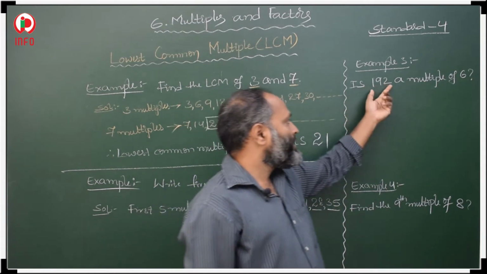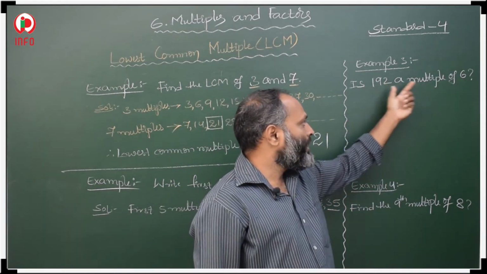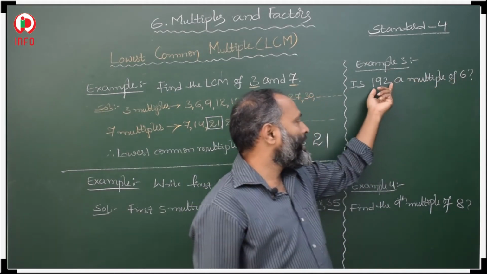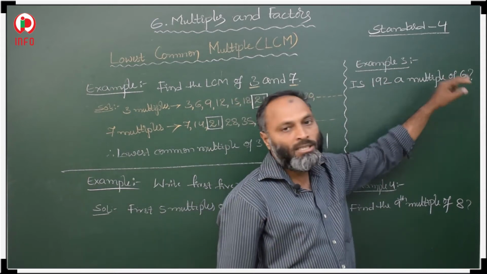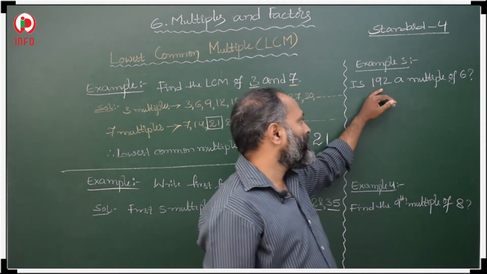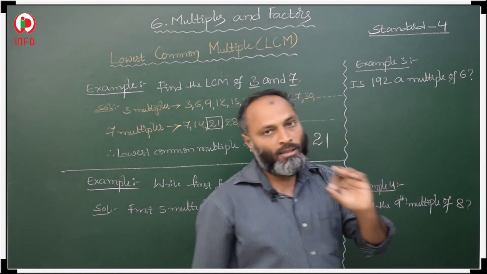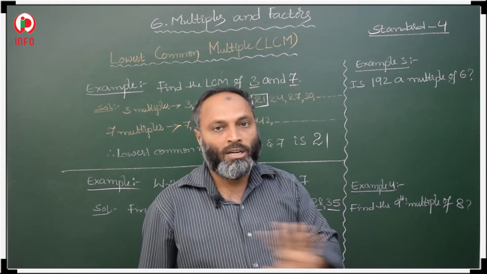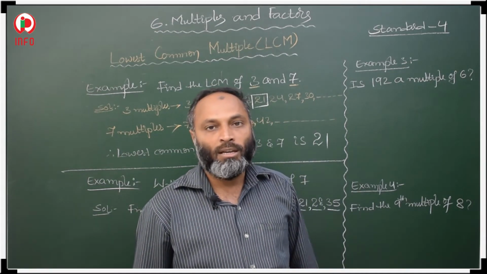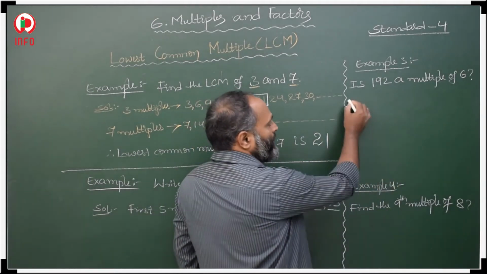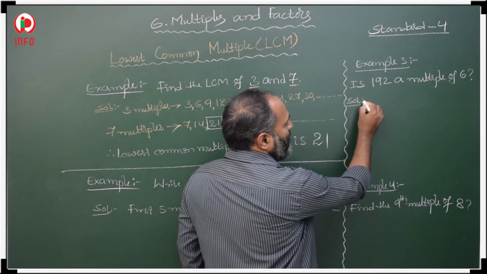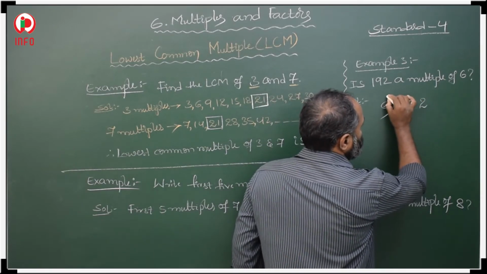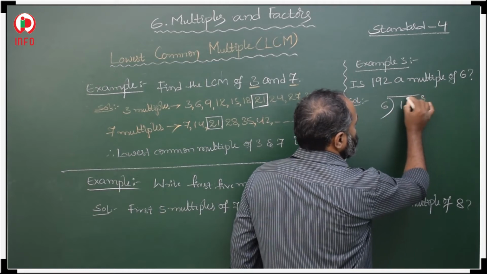Here, is 192 a multiple of 6 or not? First we have to check whether 192 is divisible by 6 or not. If 192 is divided by 6 exactly, that means 192 is a multiple of 6. Otherwise it is not a multiple. Now the solution. Now you check. Divide 192 by 6: ones place, tens place and hundreds place.